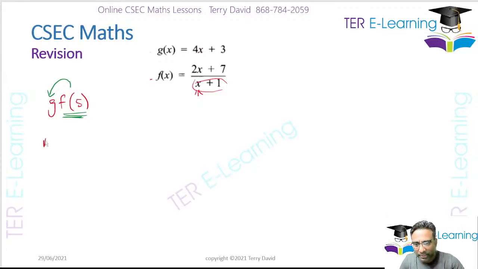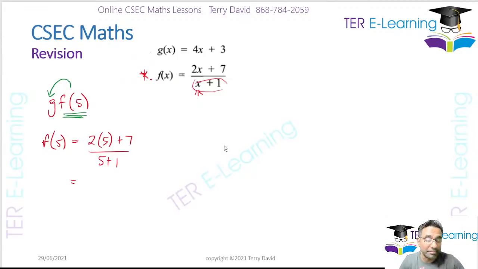So step 1, I'm going to find f of 5. This here is my function f of x. So all I'm going to do is make a substitution. I'm going to substitute x equal to 5 into that function. So this is going to be 2 multiplied by 5 plus 7, divided by 5 plus 1.